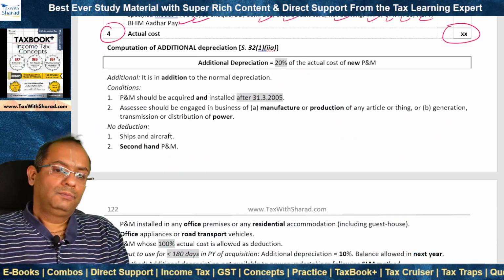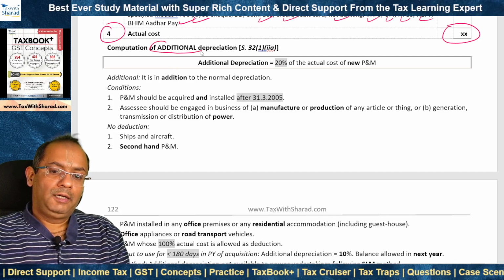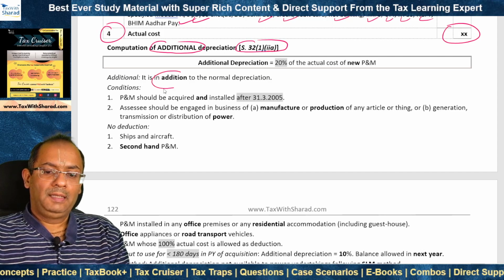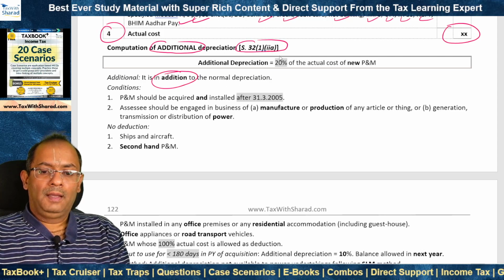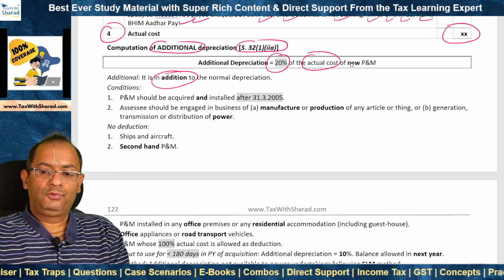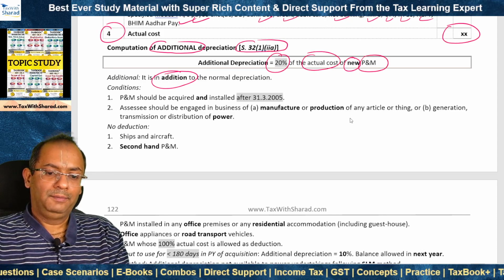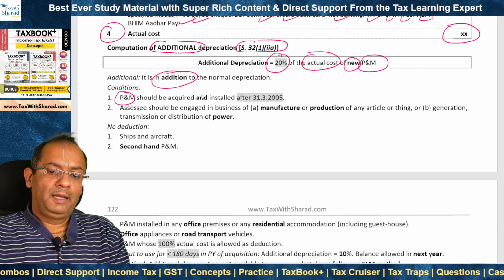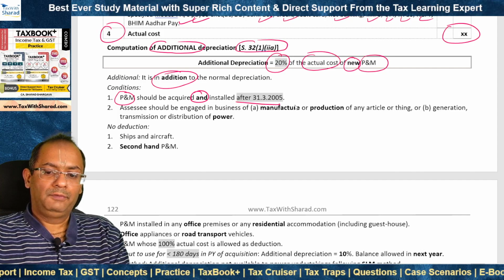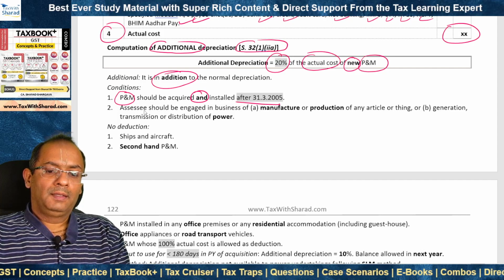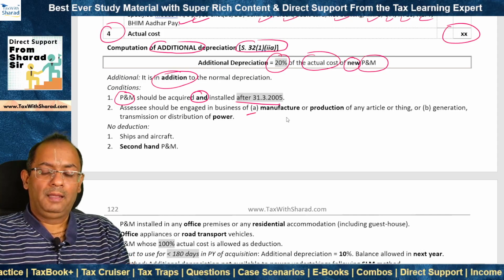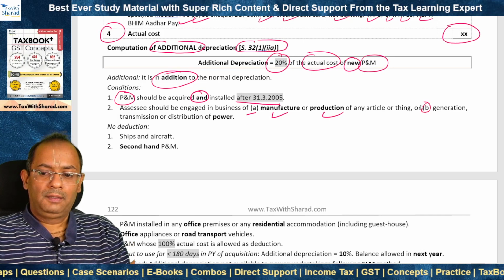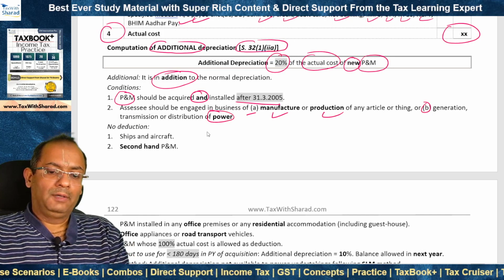Now we come to the computation of additional depreciation, and the relevant section is section 32(1)(iia). Additional depreciation is in addition to the normal depreciation, and it is computed at 20% of the actual cost of new plant and machinery. And there are two conditions to be satisfied. One, the plant and machinery should be acquired and installed after 31st March 2005. Second, the assessee should be engaged in the business of A, either manufacture or production of any article or thing, or B, generation, transmission or distribution of power.